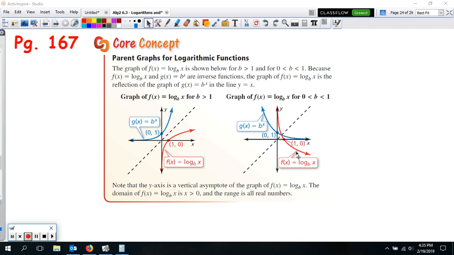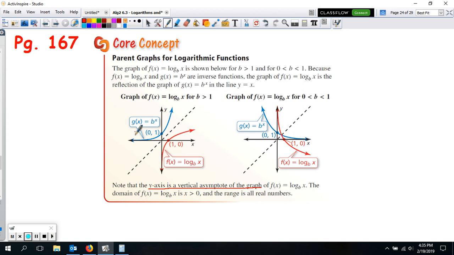But one thing that's true about the logarithmic functions, and you want to highlight this in this core concept right there on page 167, is that the y-axis is the vertical asymptote of the graph. So we talked about with the exponentials, these blue ones, the x-axis was a horizontal asymptote. But now with the logarithms, it's the other way around. It's a vertical asymptote, a line you cannot cross. It's not going to cross or touch this y-axis line right there.